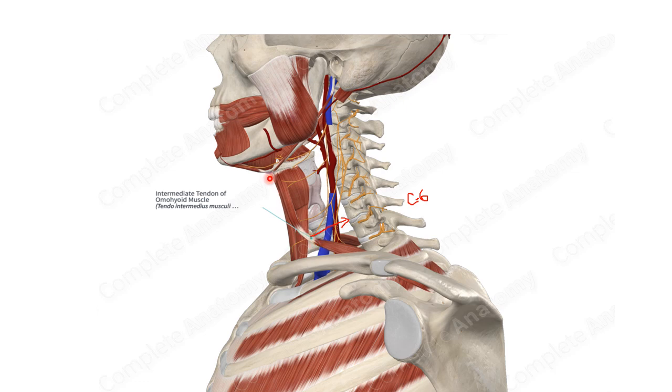Now finally you have the omohyoid muscle. From the name itself, omo means shoulder. So one end is from the shoulder bone, that's the scapula, and the other end is the hyoid. So omohyoid. So you can see the intermediate tendon. In between there is an intermediate tendon of the omohyoid, which also comes at the level of the C6 cervical vertebra.